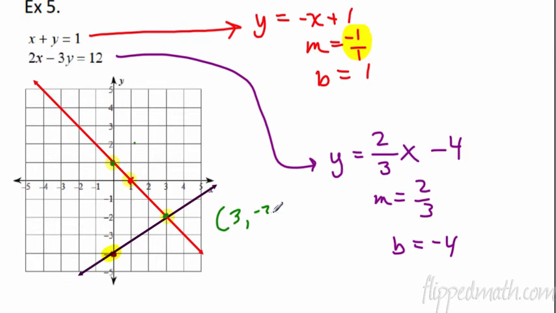So 3, negative 2. You can double check it here. 3 plus negative 2 is 1. That's correct. And we get 6 minus negative 6. That's plus 6. That'll give you 12. So we're good with that one.